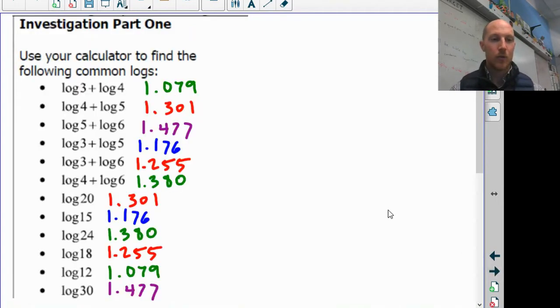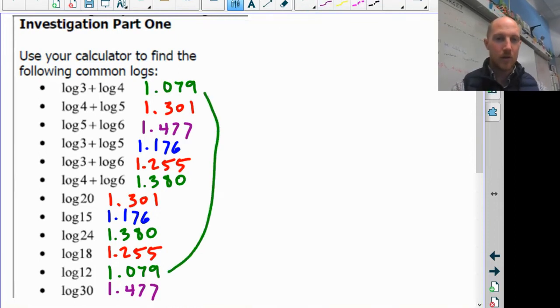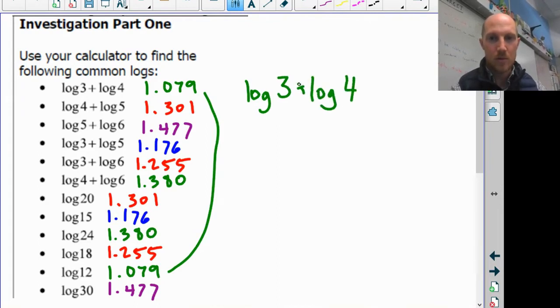All right, so the investigation. Part number 1, what patterns or connections did you notice? Well, I'm not sure what you noticed, but hopefully you noticed that some of these things have the same answers. And let's think a little bit about why that might be. So I got log 3 plus log 4, and that's the same thing as log 12. I mean, we got the same answer, right?